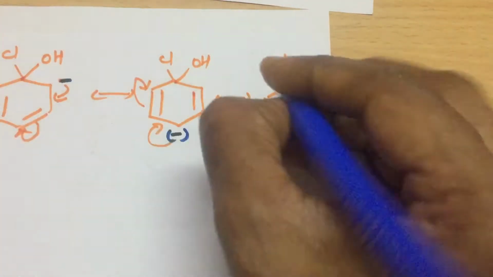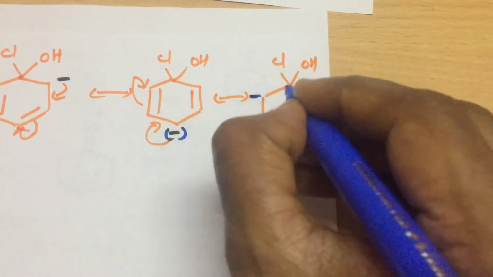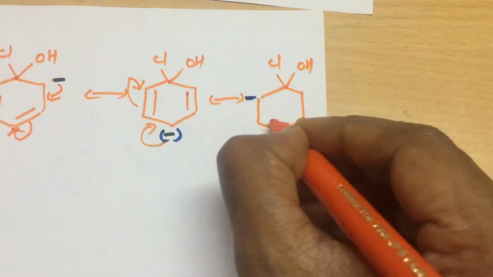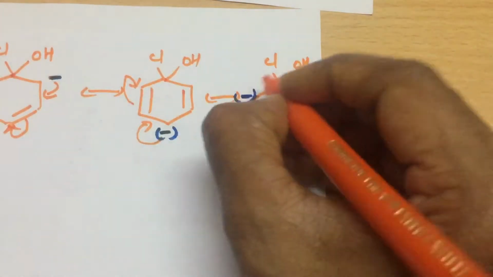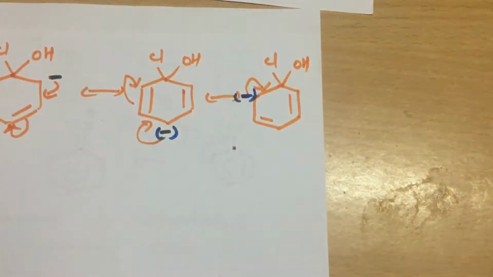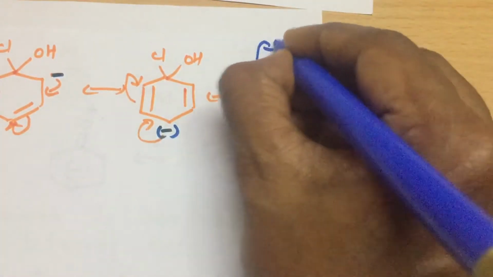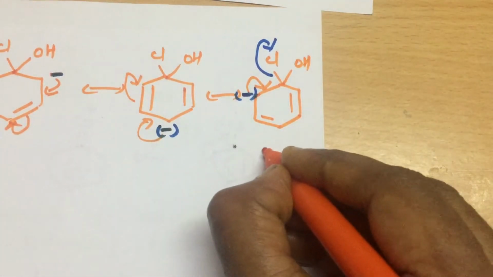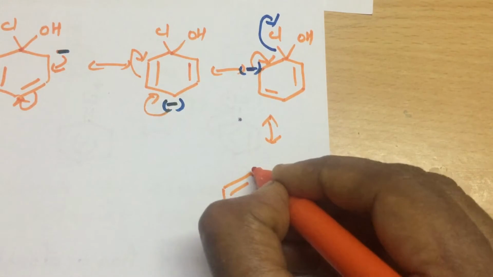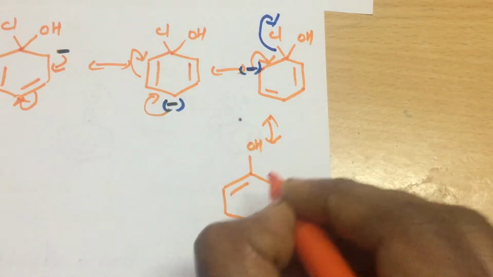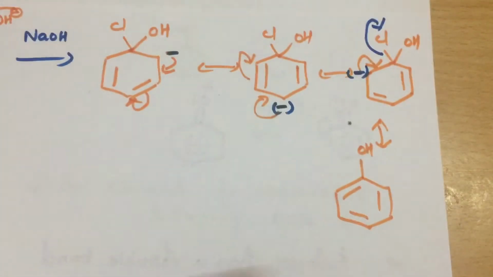So again you will be having a charge. Electrons are coming and sitting in these positions. You have to think like that. Then what happens? This electron, when it comes here, your chlorine has to go. So after a series of steps, this is taking place. So finally your hydroxyl group has occupied the position.